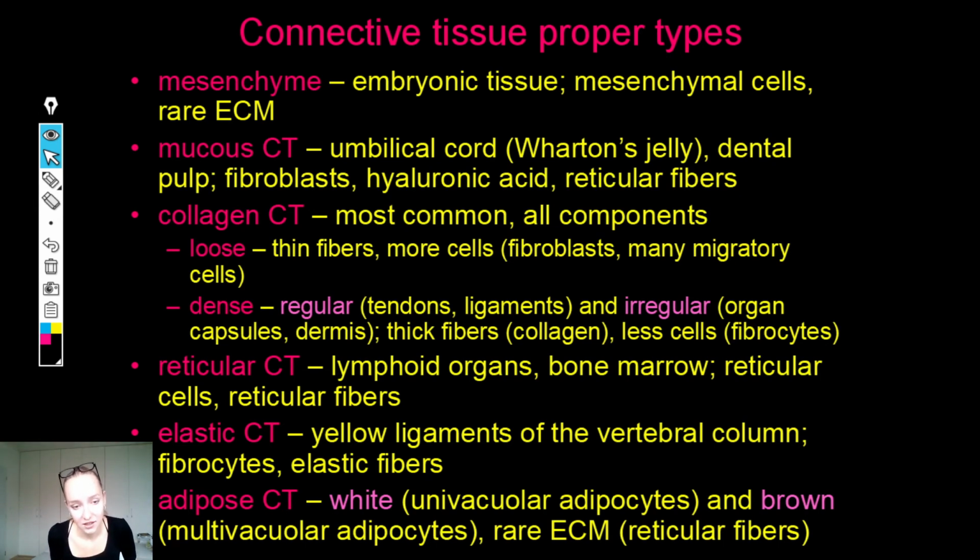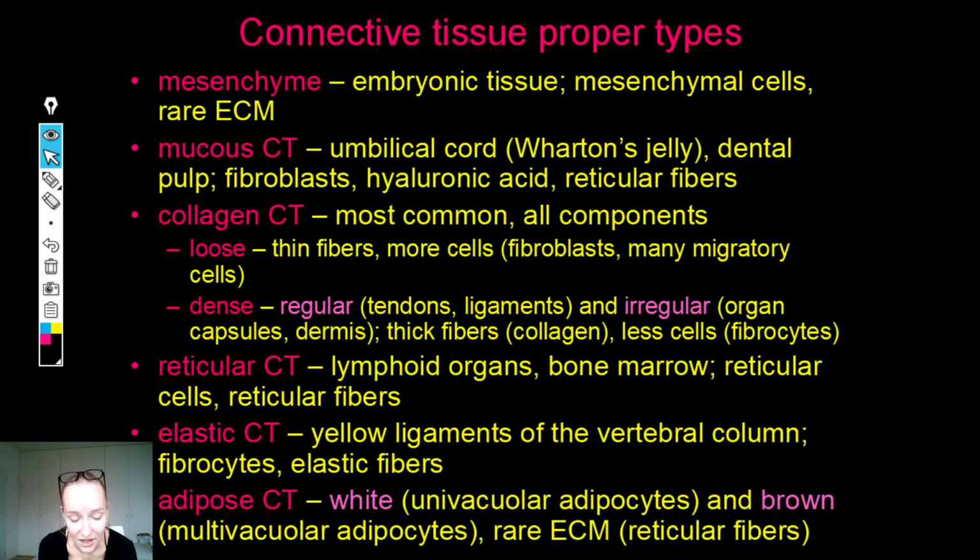Then we have elastic connective tissue. Elastic connective tissue creates the yellow ligaments of the vertebral column. These yellow ligaments are between these structures that I forgot the name of, these structures that create the vertebra, that are between the vertebra. I'm sorry. So we can find elastic connective tissue there. This connective tissue is made of fibrocytes and elastic fibers.